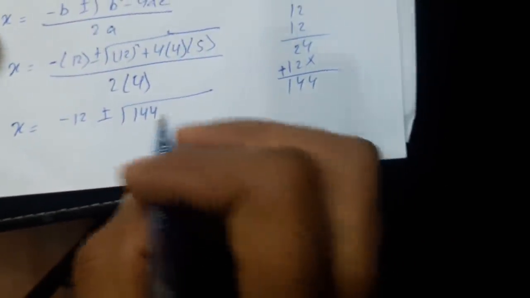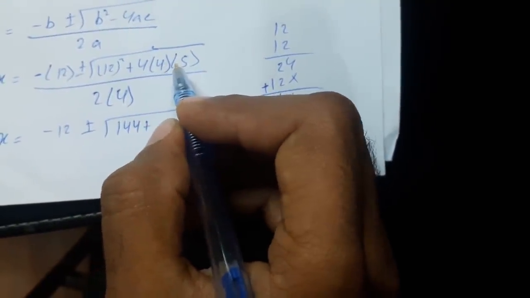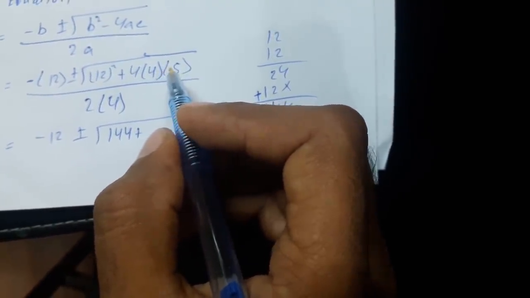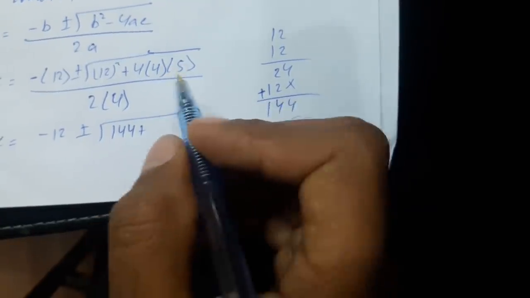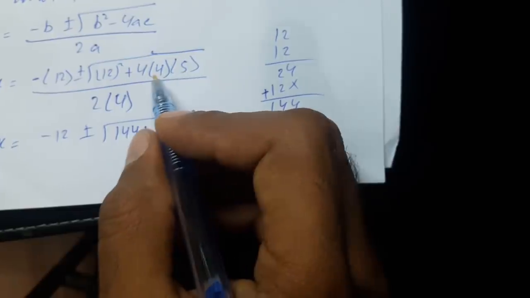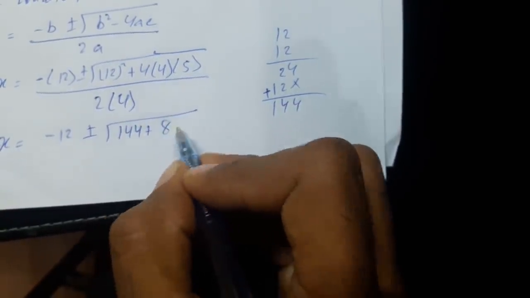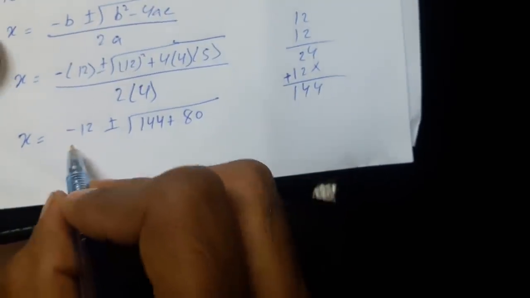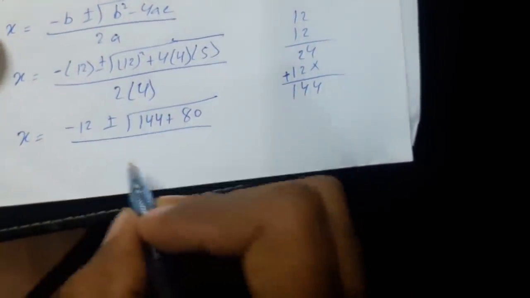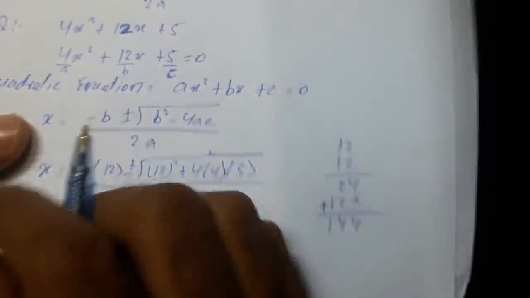So 144 plus 4 4s are 16, 16 5s are 80. If you cannot remember like this, you can multiply like this: 5 4s are 20 and 20 4s are 80. So what will the answer be? The answer is 80. Okay, divided by 2 4s are 8. Okay, now we will move to the next page.